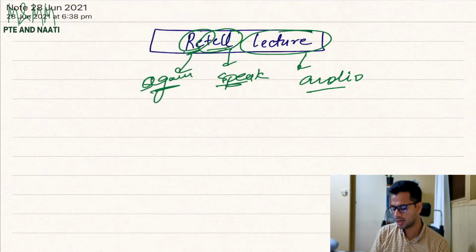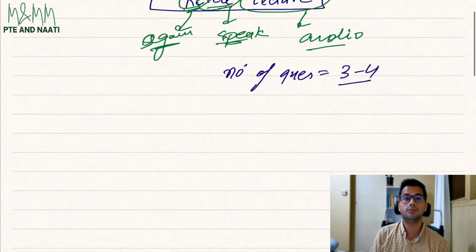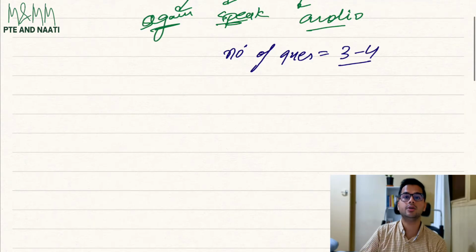For this particular task in the exam, you can expect either 3 questions or 4. So whichever day you decide to go and give your exam, you will either end up getting 3 or 4 questions. You never get 2, you never get 5. That's a set framework that is being designed by the Pearson computer.